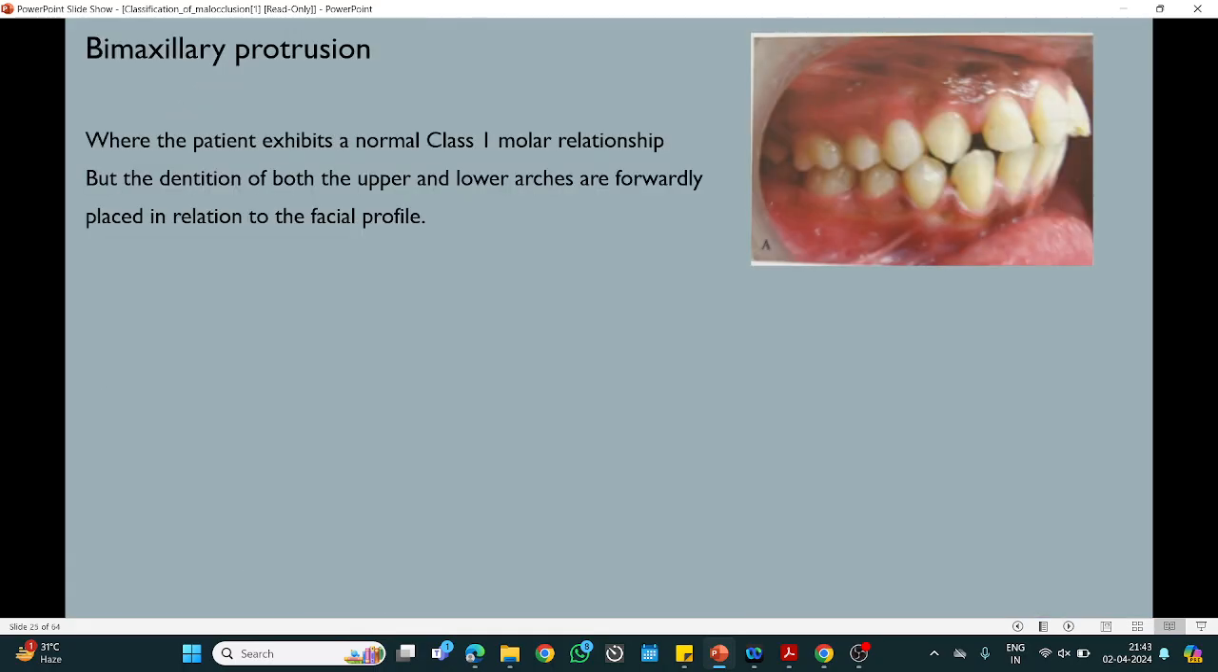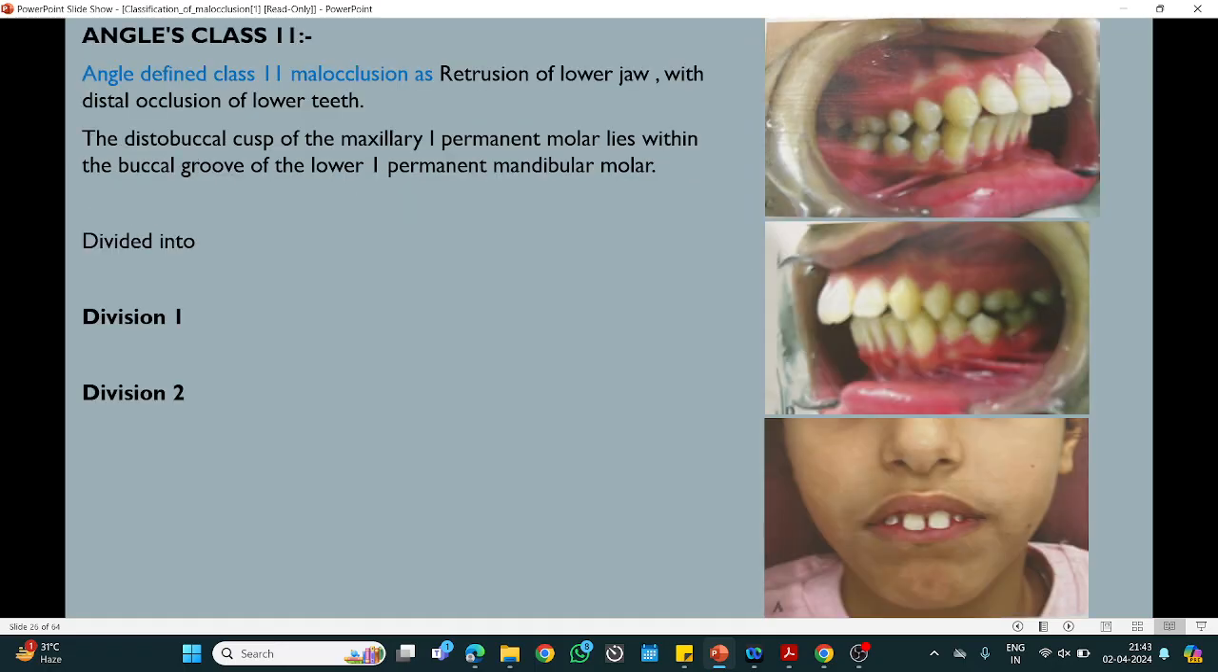Variations can be seen. Bimaxillary protrusion is a type in which the patient exhibits a class 1 normal relationship, but the dentition of both the upper and lower arches are forwardly placed in relation to the facial profile. Angle class 2 malocclusion is a malocclusion with retrusion of the lower jaw with distal occlusion of lower teeth. The distobuccal cusp of the maxillary permanent first molar lies within the buccal groove of the lower first permanent molar.